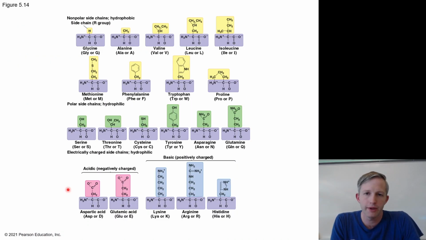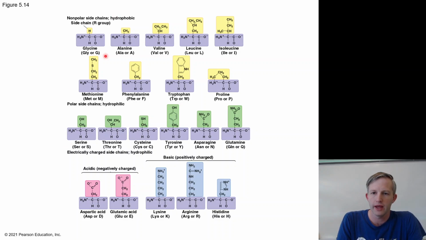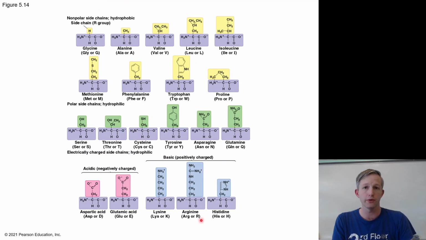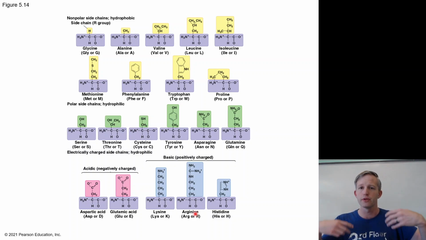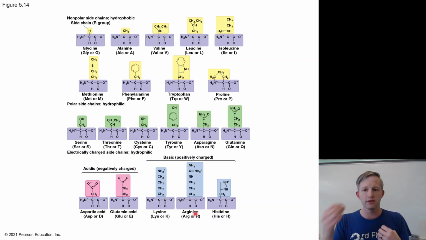So here's our 20 amino acids. We don't need to memorize those, but I do think it's important to know that we have our nonpolar amino acids, we have our polar amino acids, and then we have our acidic and basic ones, which are negatively or positively charged, respectively. And because of those characteristics, they're going to want to be inward-facing if they're nonpolar, outward-facing if they're polar. They're going to want to attract together positive and negative.